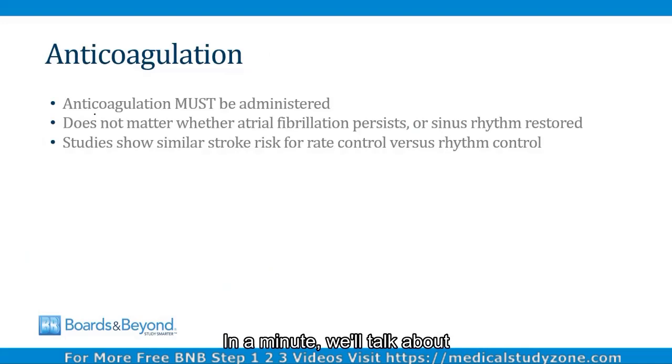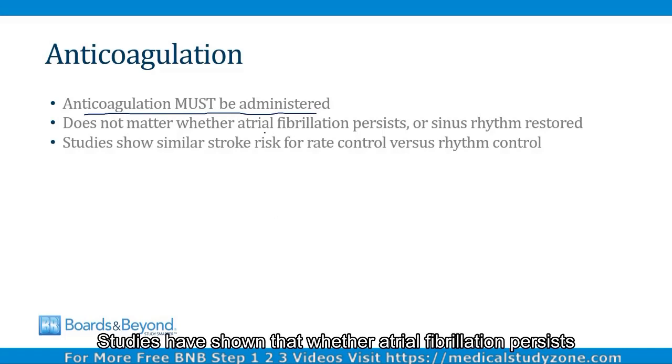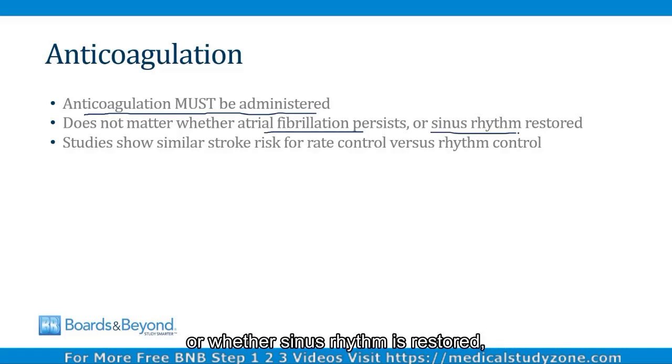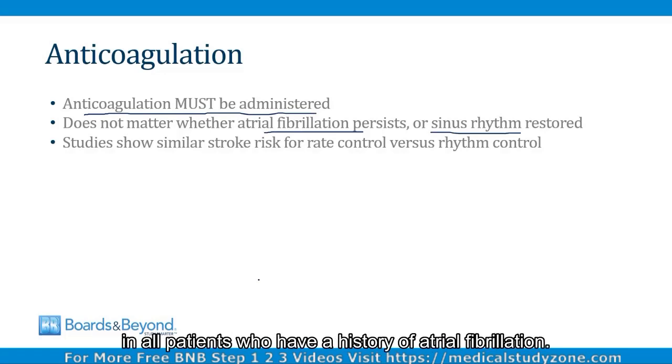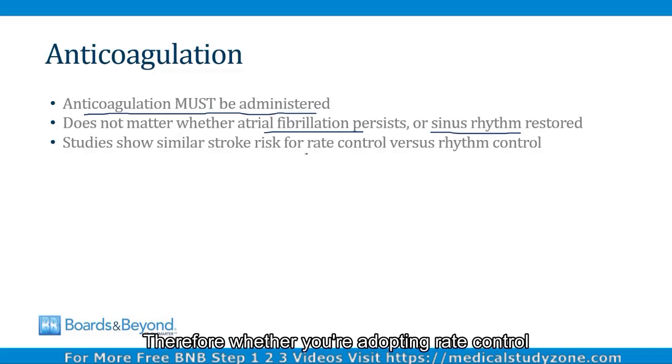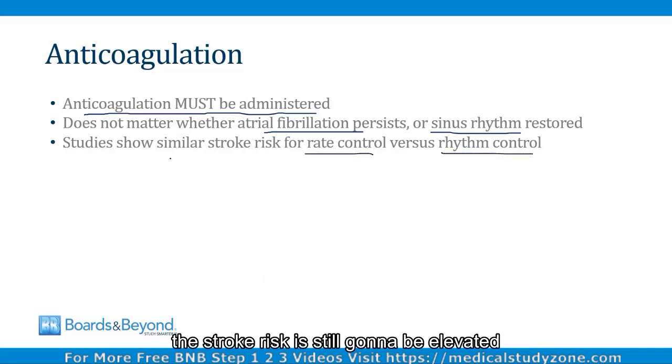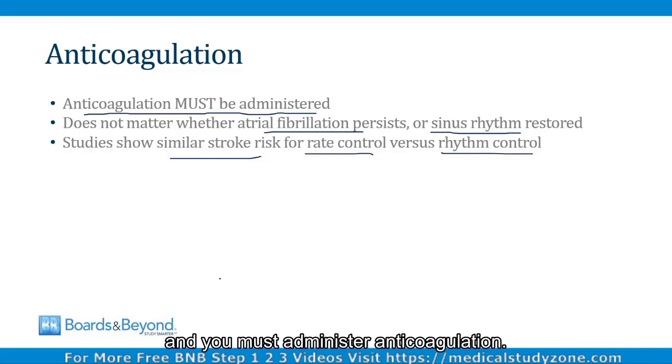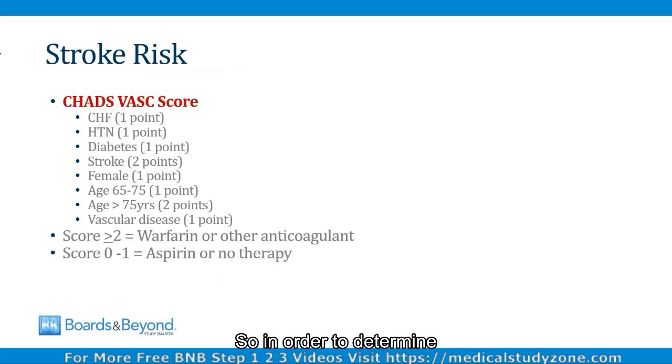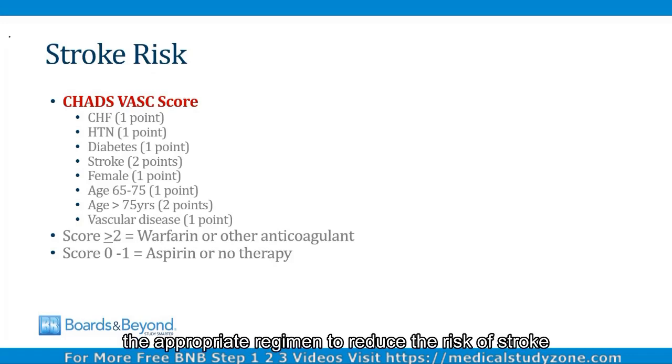In a minute, we'll talk about how to select an anticoagulant drug for an individual patient, but I want to mention here that anticoagulation must be administered to patients with AFib, no matter whether you adopt a rhythm or rate control strategy. Studies have shown that whether atrial fibrillation persists or whether sinus rhythm is restored, the stroke risk remains high in all patients who have a history of atrial fibrillation. Therefore, whether you're adopting rate control or rhythm control, the stroke risk is still going to be elevated and you must administer anticoagulation.